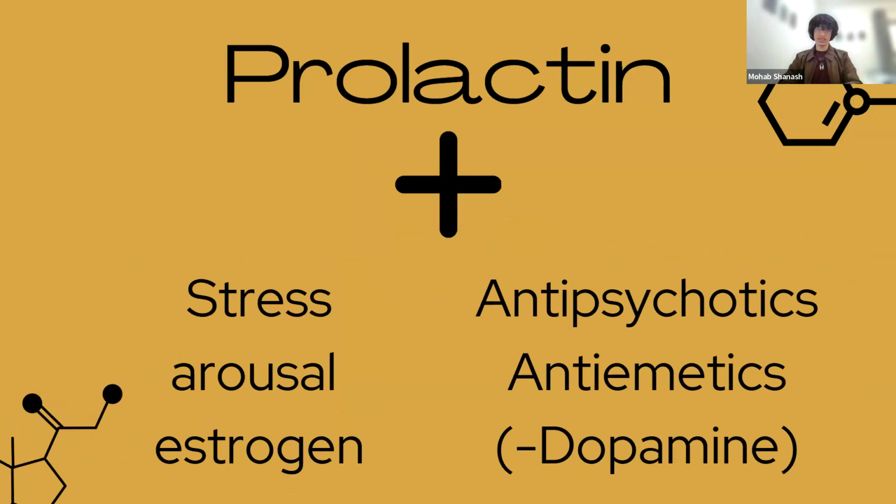Now, what could cause an increase in prolactin? An increase in prolactin could be caused by stress, arousal, and estrogen. These three directly increase the secretion of prolactin. You could also have an increase in prolactin by inhibiting dopamine. So antipsychotics or antiemetics, things that change your brain or your hypothalamus, decrease dopamine. And like I said, decreased dopamine means more prolactin.